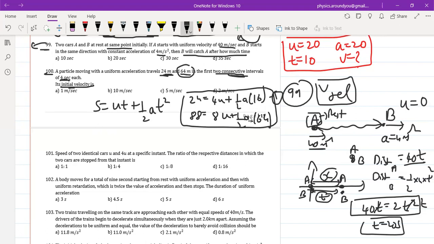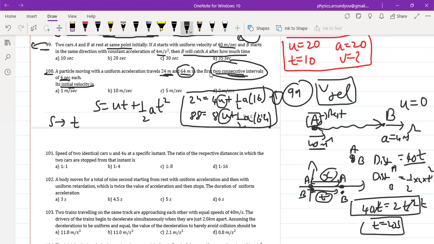Eliminate acceleration from the equations and find the initial velocity. So this is how you approach the 100th question. The only difficult part here is to understand what has been asked. Very many of you would have missed this question because of the first two consecutive intervals. Whenever an intervals question is asked, always take displacement at the end of t seconds.